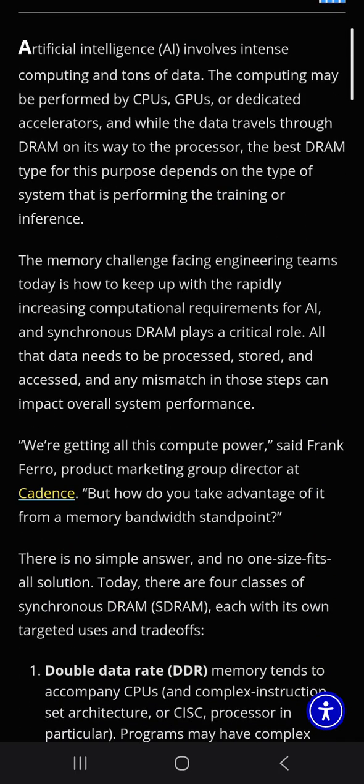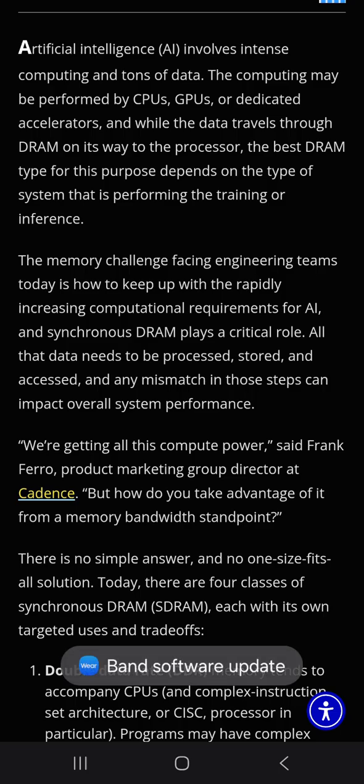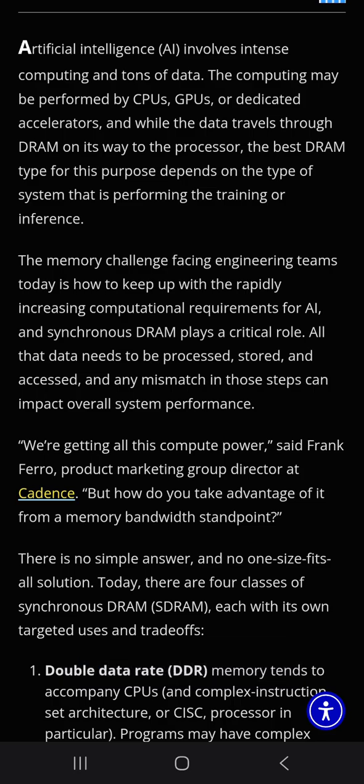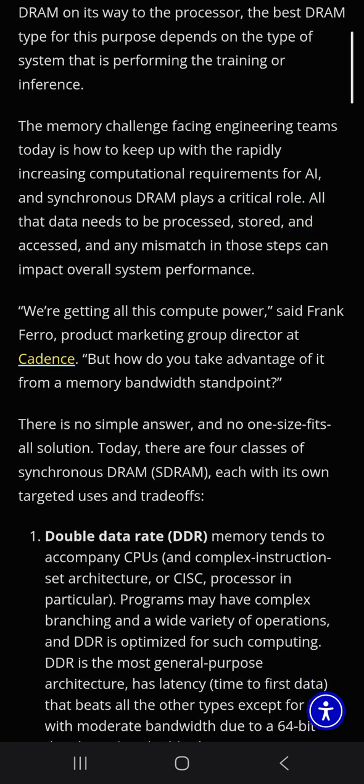The memory challenge facing engineering teams today is how to keep up with the rapidly increasing computational requirement for AI. And synchronous DRAM plays a critical role. All that data needs to be processed, stored, and accessed, and any mismatch in those steps can impact overall system performance.